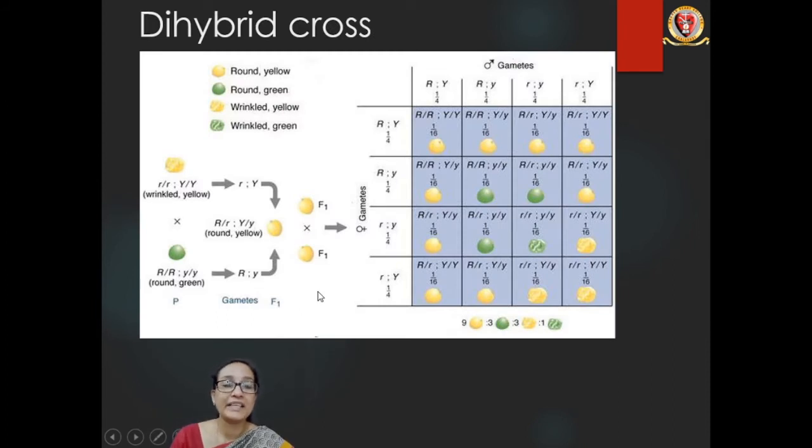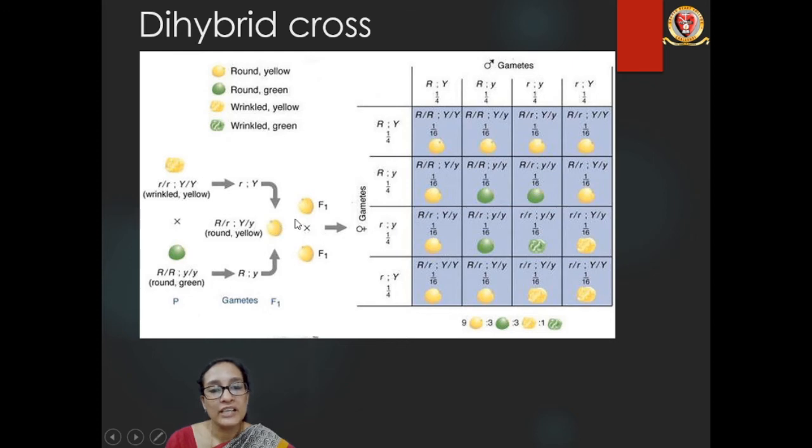Now we'll look at dihybrid cross. In dihybrid cross we choose two characters. In this case let us see seed shape and seed color. We see round seed shape and yellow seed color is dominant over wrinkled seed shape and green seed color. So look at this. We see the parental generation and F1 generation. In F1 generation we get round yellow seeded pea plants, which means that round shape and yellow color is dominant over green color or wrinkled shape.